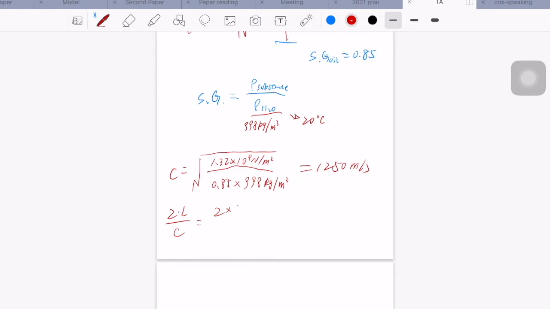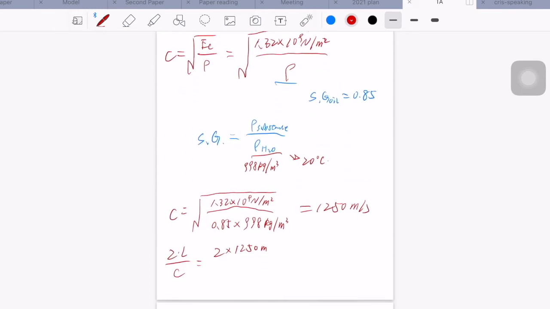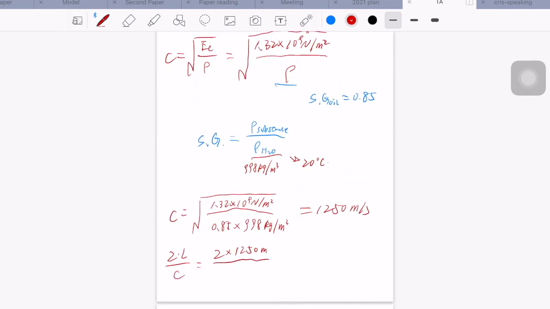And now we know 2 times the length divided by C equals 2 times the length, which is 1250 meters, as the problem gives us, divided by C, 1250 meters per second. So we know the time equals 2 seconds.